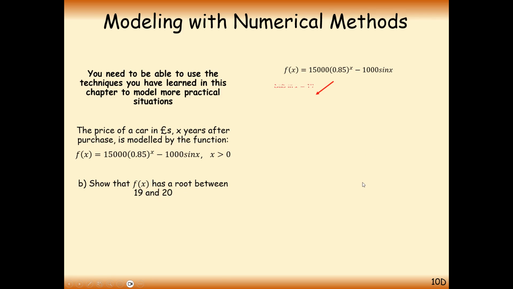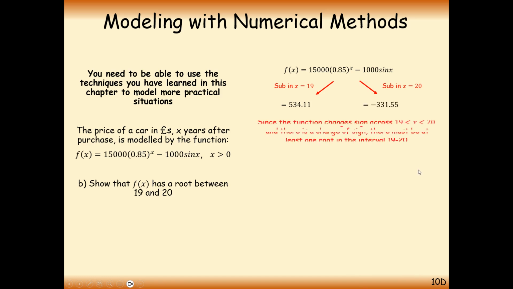So all we have to do is substitute 19 into it and we get a positive answer. We'll substitute 20 into the function and we will have a negative answer. The change of sign is good enough to show that the root lies within this interval. We will have at least one root, or it could be more than one root, but that's not the question we are asked to find.